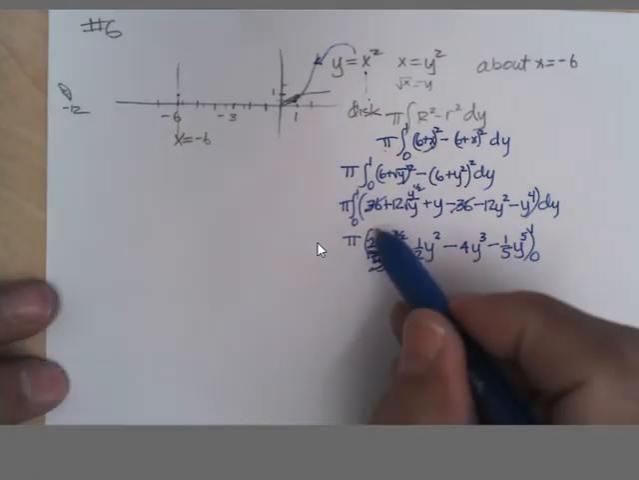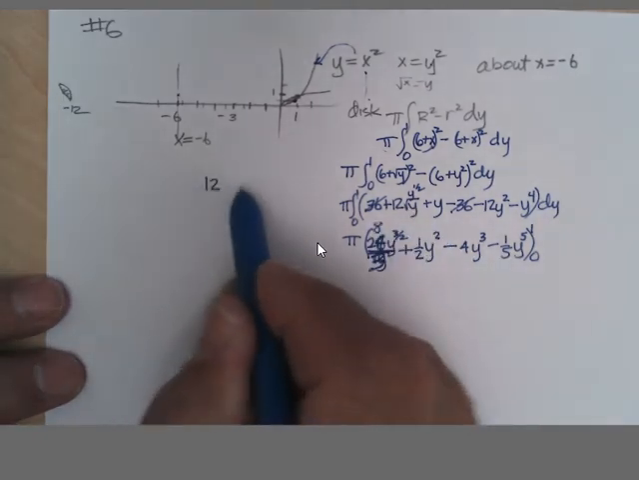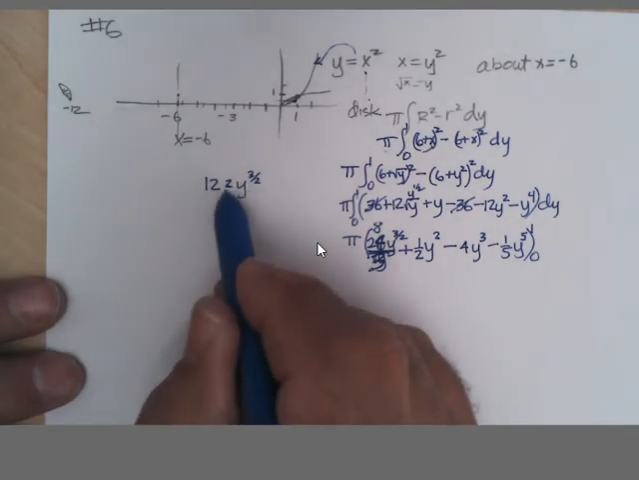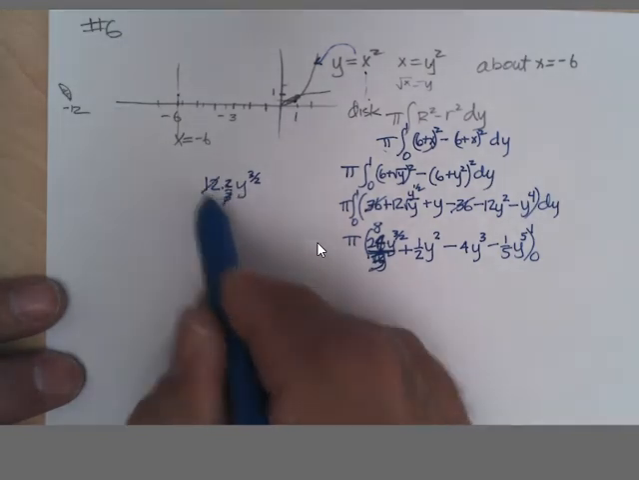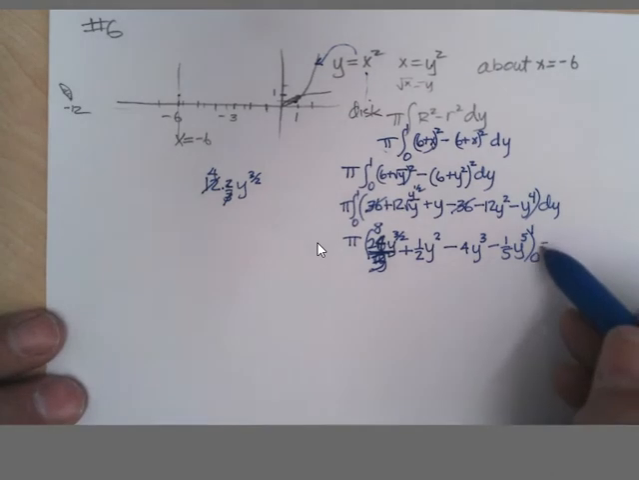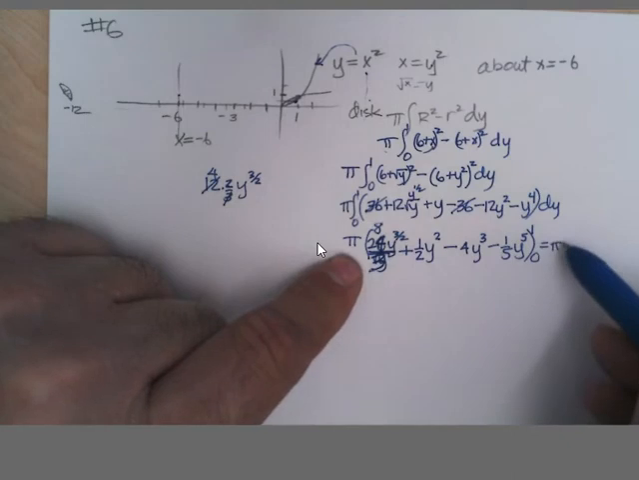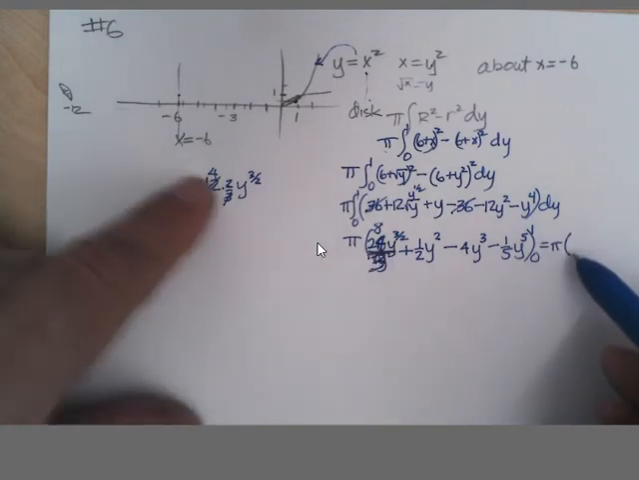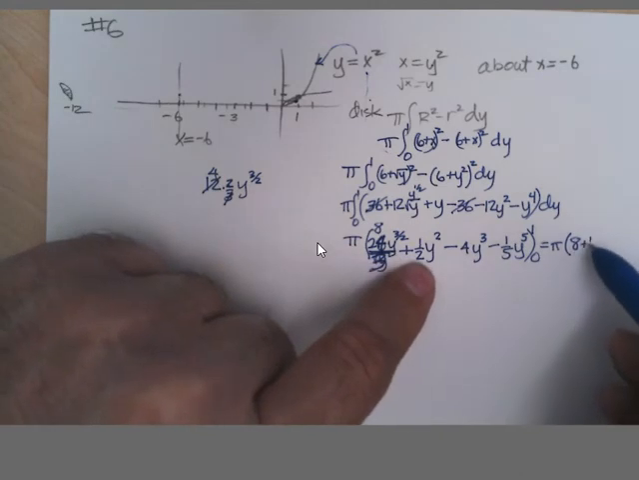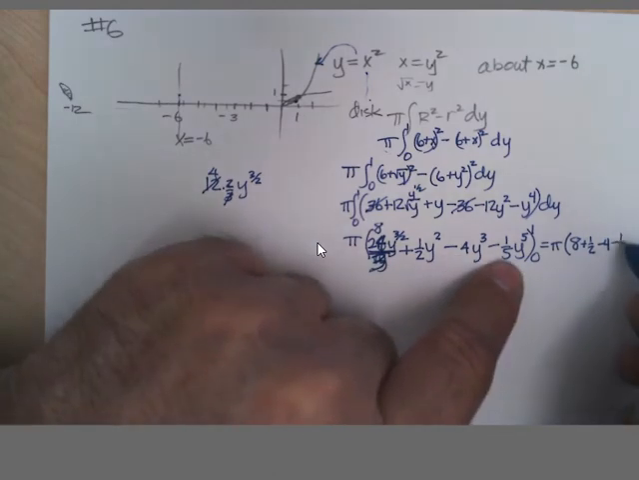24 thirds is 8. Let's see, make sure I did that right. 12 times y to the 3/2 times 2/3. So this goes into there, makes 4 times 2 is 8. 8y to the 3/2. Okay, now I finally got it. So if we put in 1, we get pi times, inside, we get 8 plus 1/2 minus 4 minus 1/5.